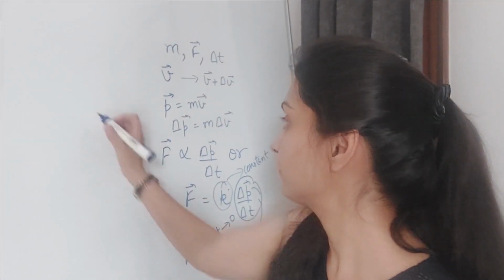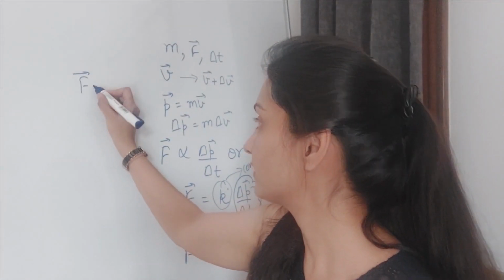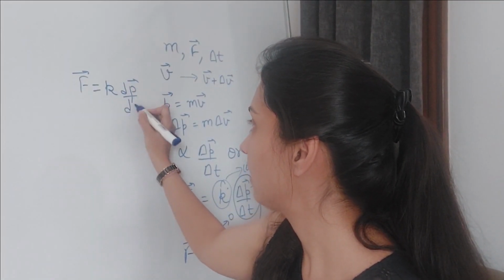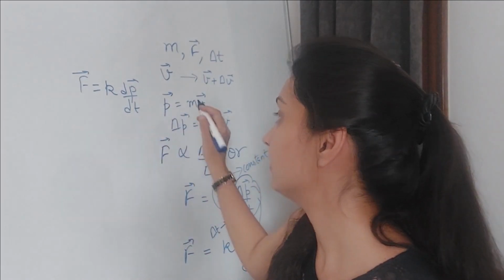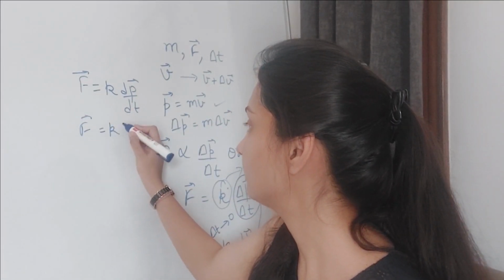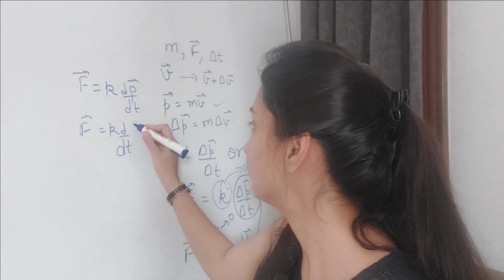So this F, you are saying that it is equal to k times dp by dt, and this p is nothing but this. So F is k times d by dt of this mv.